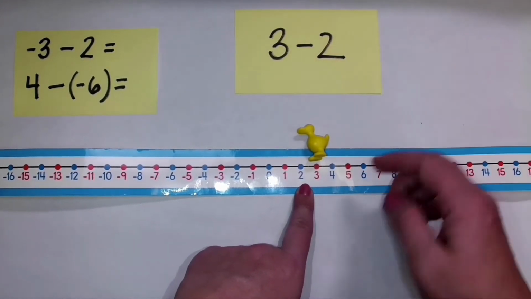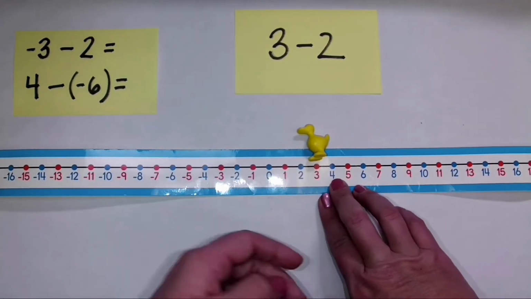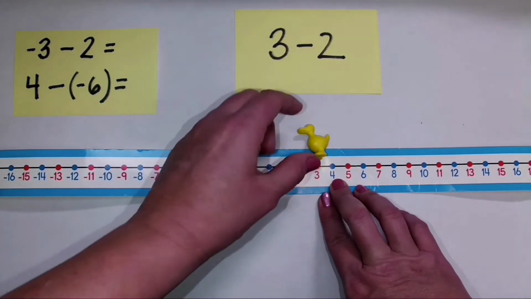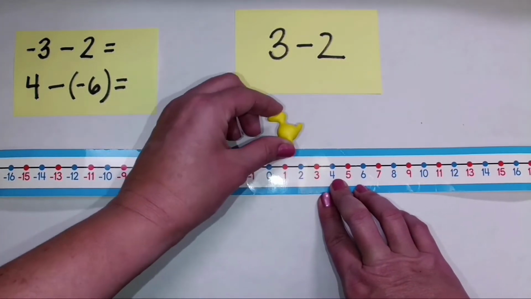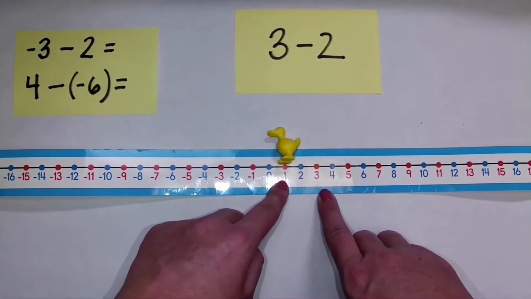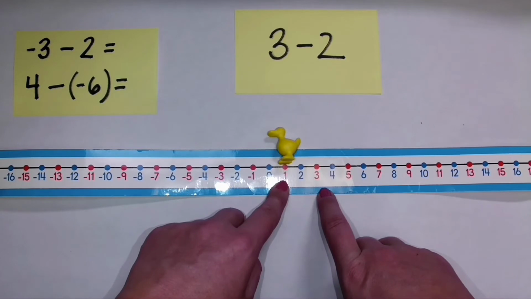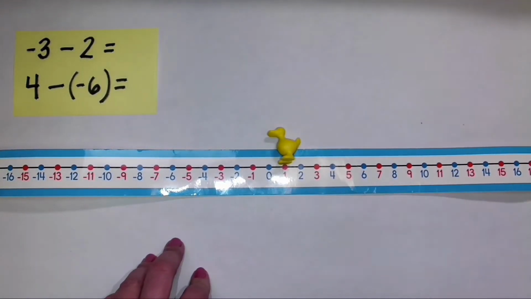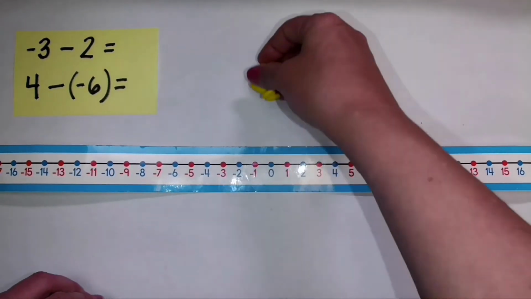So the minus sign always signals, whoops, I got to face a different direction. Now we are going to subtract 2. So we're going to hop back 1, 2 spaces. So 3 minus 2 is 1. So that's how duck did it with positive integers. Let's try some problems that are a little bit more complicated, all right?